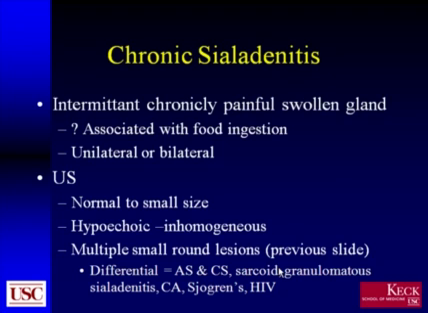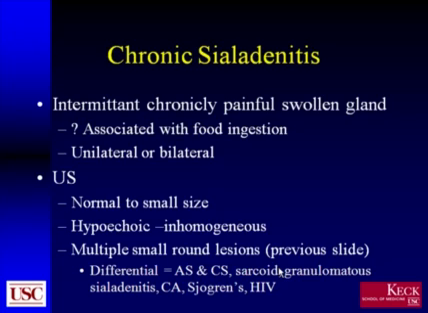Chronic sialadenitis is also a relatively common phenomenon. These patients present with intermittently painful swollen glands, either unilateral or bilateral. Oftentimes the pain is associated with food ingestion. On ultrasound, the glands may be normal to even small in size and tend to be hypoechoic and somewhat inhomogeneous.